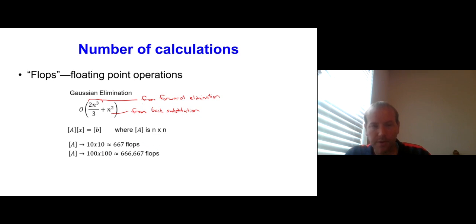So basically, different algorithms are quantified by how the flops change with the size of the problem, and you can see that Gaussian elimination can get very costly because it's scaling with the cube of the size of the problem.